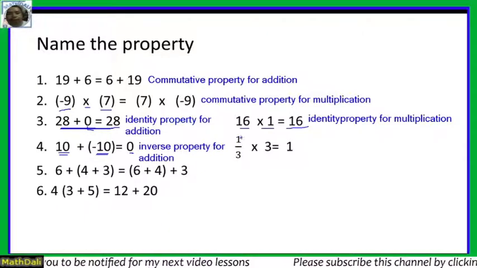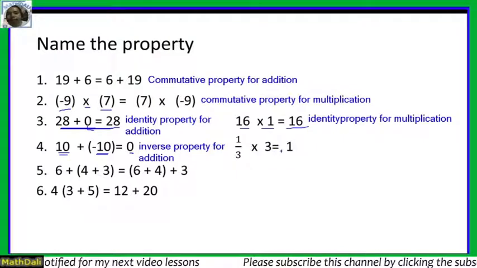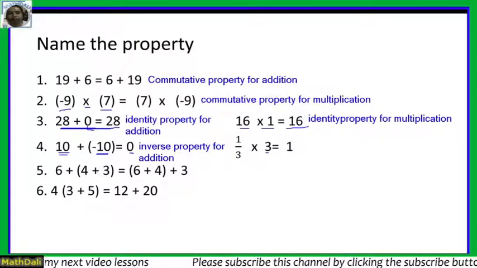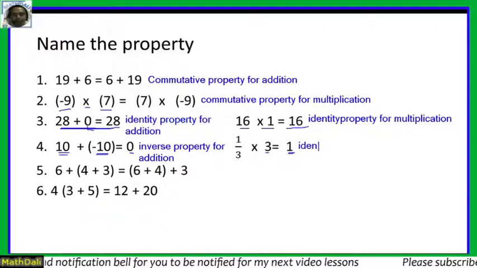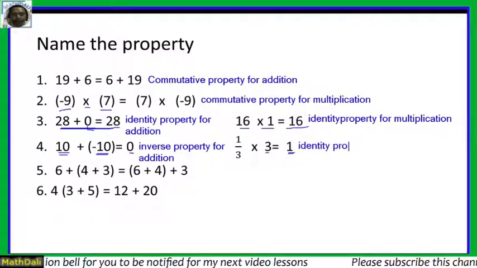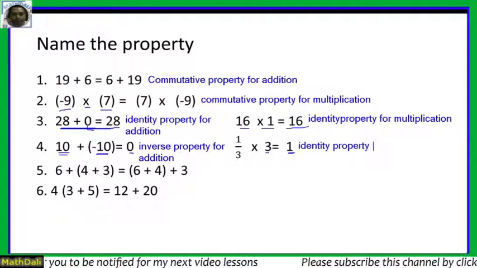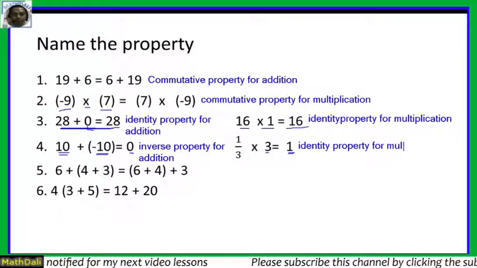Okay, next, dito naman, 1/3 multiplied to 3 is equal to 1. So, yung 3 natin, ang reciprocal na to ay 1/3. Pag pinag-multiply natin yan, yung 1/3 saka yung 3, that is equal to the identity element for multiplication, which is 1. So, ang nire-represent nito na property ay yung natawag natin na identity property for multiplication.